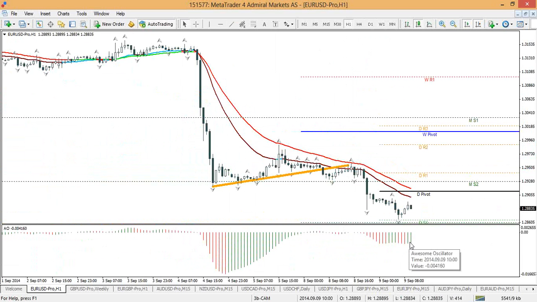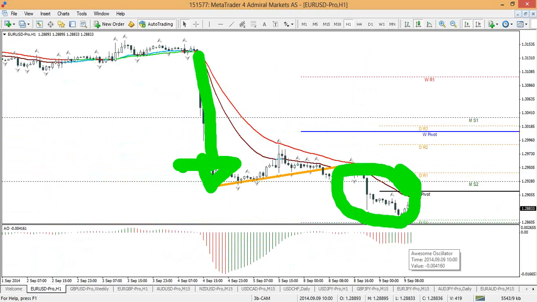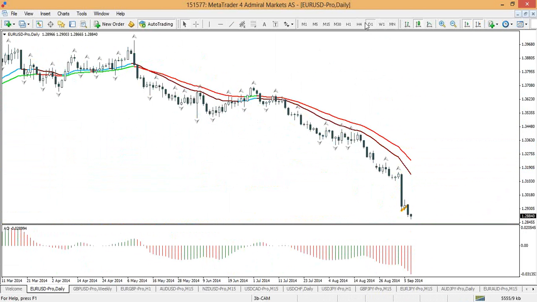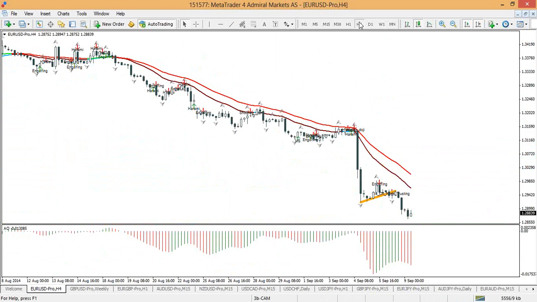But still, 80 or 90 pips, which doesn't seem that much compared to this downside, but is already a decent amount of pips, in fact. So enough said about the long term. Let's take a look at the 4-hour chart. Let's zoom into the lower time frames here.